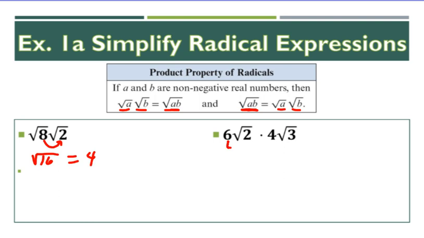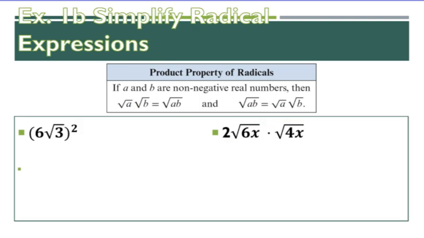We multiply the numbers on the outside, so 4 times 6 is 24. Square root of 2 times the square root of 3 is the square root of 6. And I want to check to see if I can break down the square root of 6 any further. The only factors for 6 are 2 and 3. They don't have partners, so I keep my answer as 24 times the square root of 6.